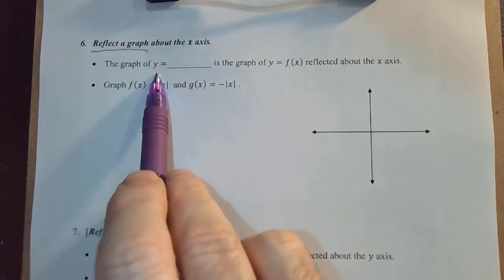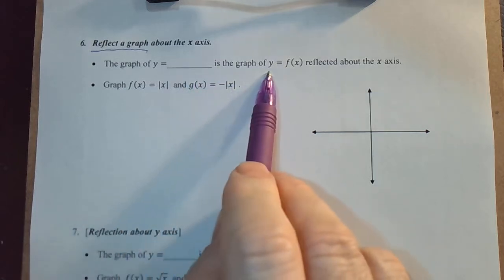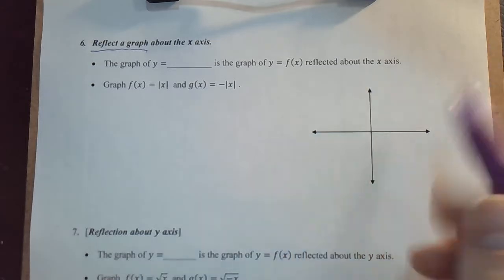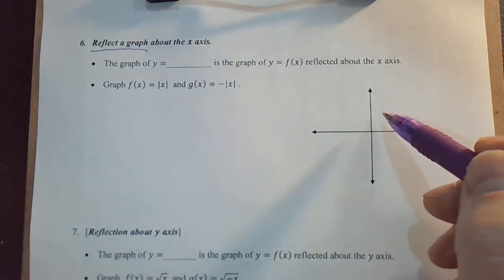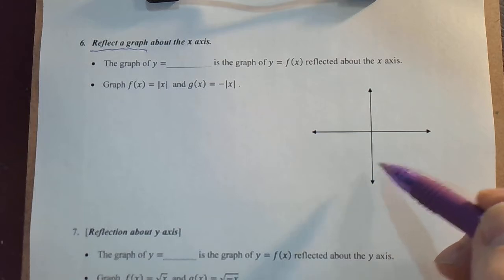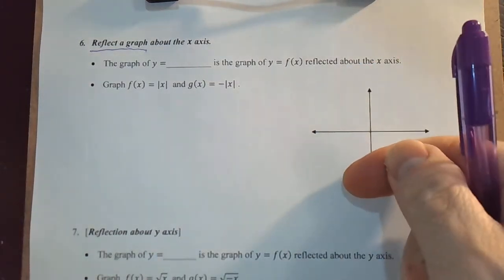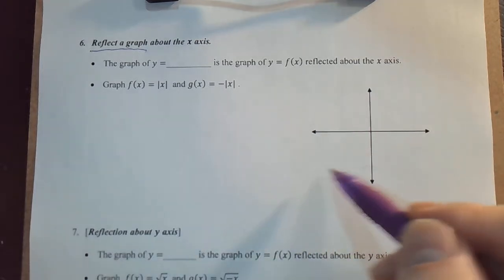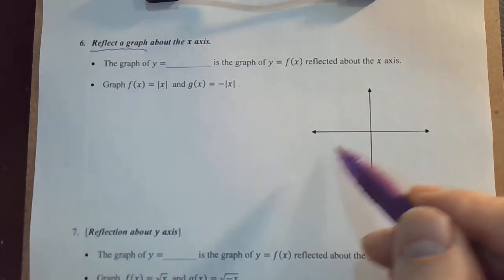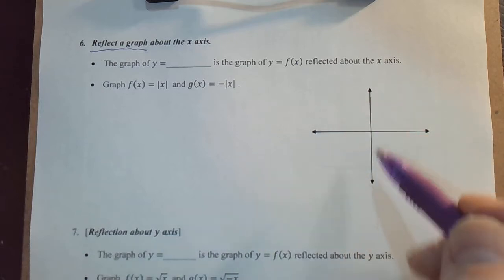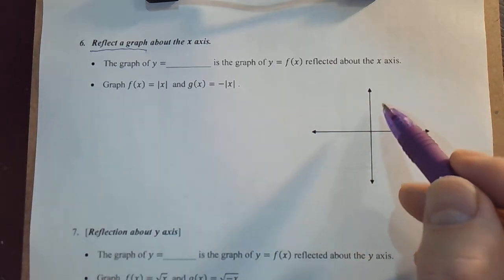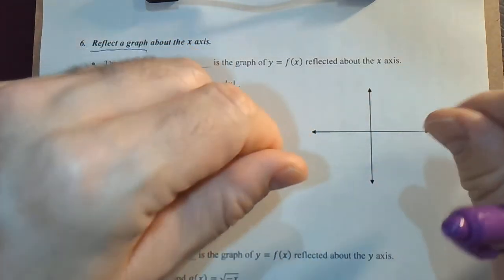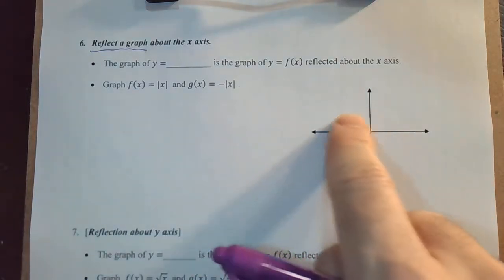Okay, so what we're looking for is the graph of y equals f of x reflected about the x-axis. What that means is if the graph is up here, it's going to be reflected down here. Whatever portion of the graph is below the x-axis will end up above, and whichever part of f is above the x-axis is going to be below. So we're just spinning it on this x-axis right here.